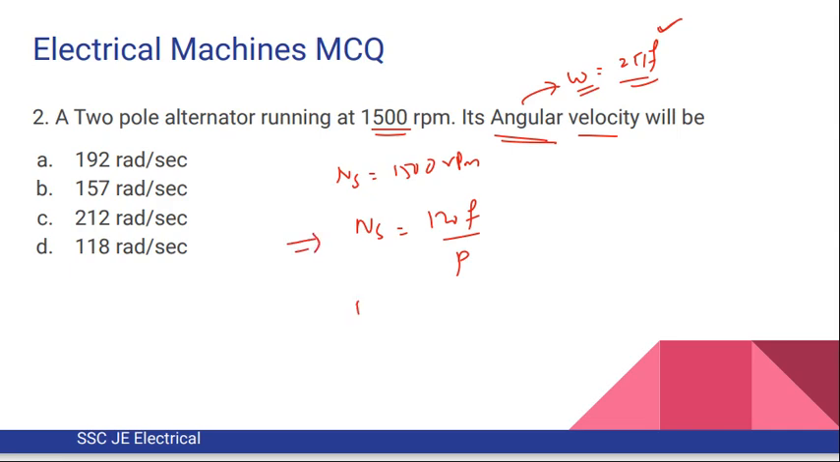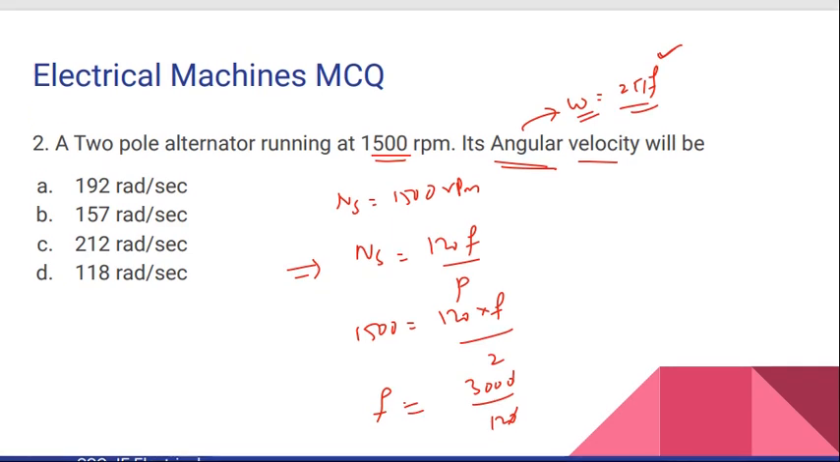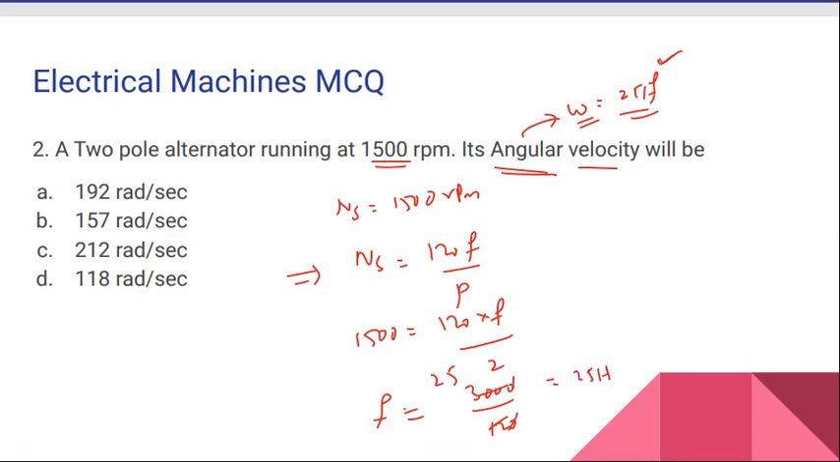So the frequency is calculated using this formula. Ns is 1500, equals 120 into frequency by poles. How many poles are given? 2 are given. Just simplify this. f equals 1500 into 2, that is 3000 by 120. Simplify this: 12 2s are 24, 12 5s are 60. So frequency equals 25 Hz. Just substitute here.